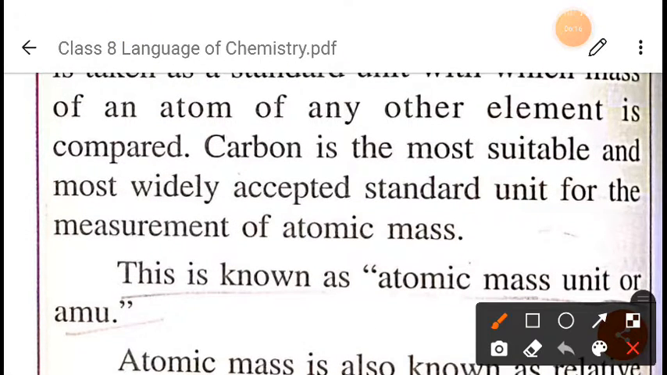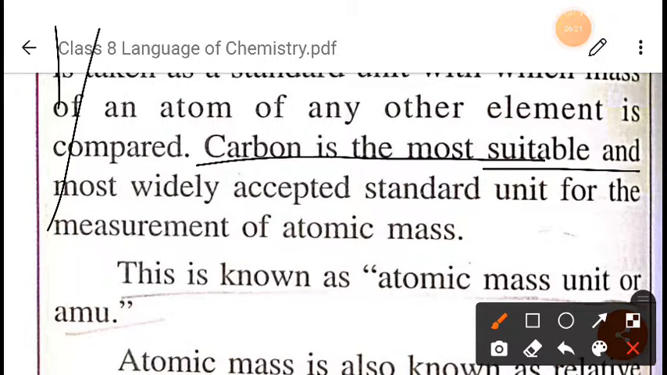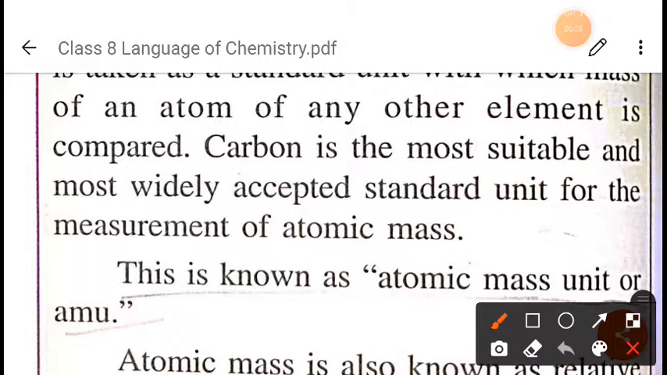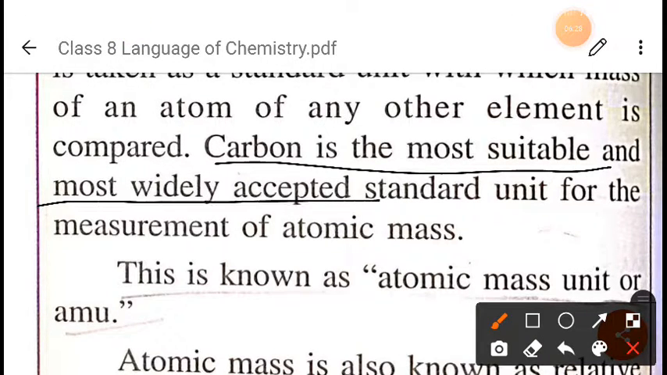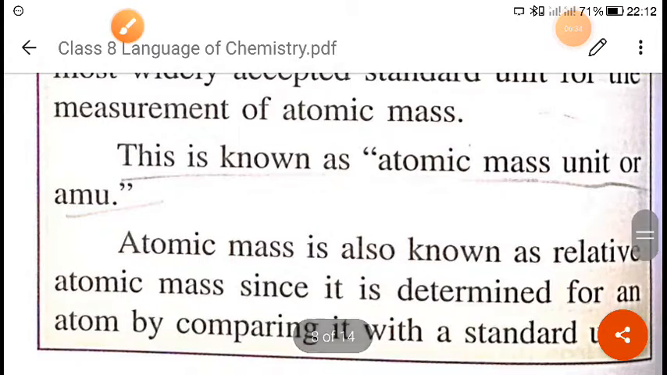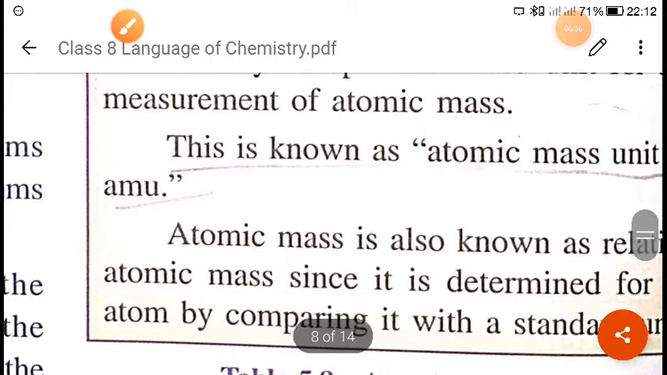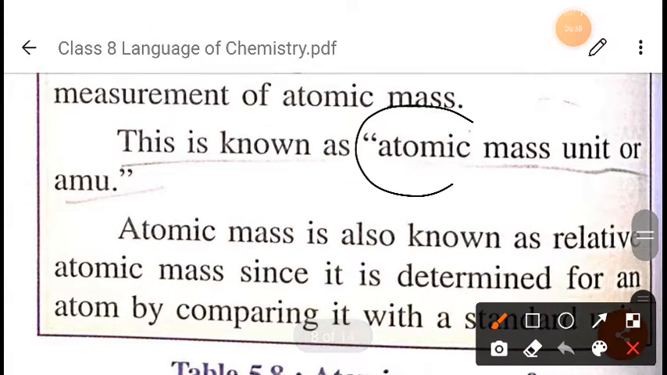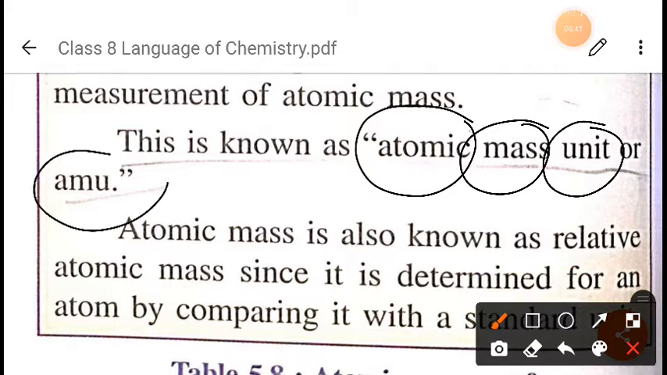Now we know that carbon is the most suitable. Nowadays we take 1/12 of the mass of the carbon atom. Why carbon? Because carbon is more stable and is the most widely accepted standard unit for the measurement of atomic mass. This is known as the atomic mass unit, or AMU.